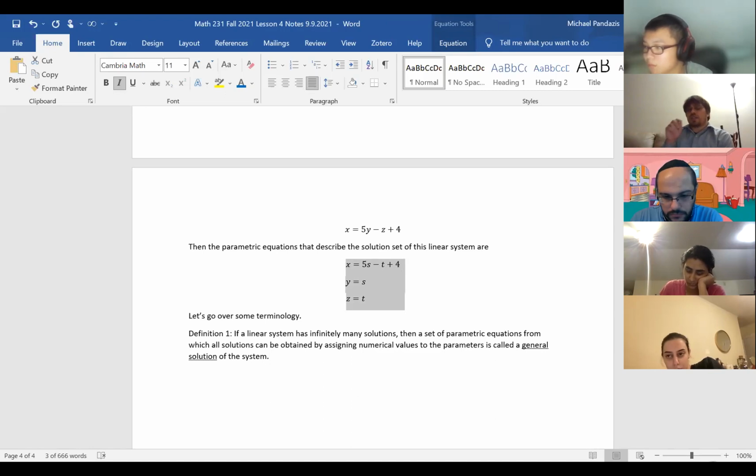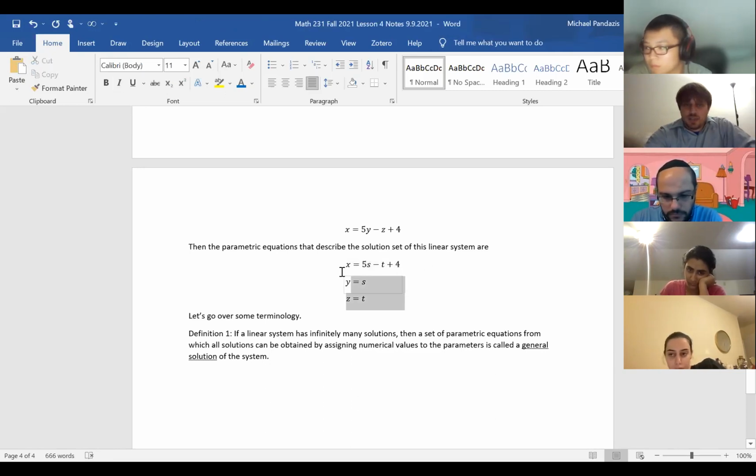Okay, and so for each different assignment of parameters s and t, you get a different distinct solution of the system, right? So if I assigned s to be 1 and t to be 2, then I would get a corresponding value of x, and those values of x, y, and z would satisfy every equation in the original linear system. If I assigned s to 100 and t to 1,000,000, and I plugged that in for x, then the x, y, and z there would also be another distinct solution of the original linear system.